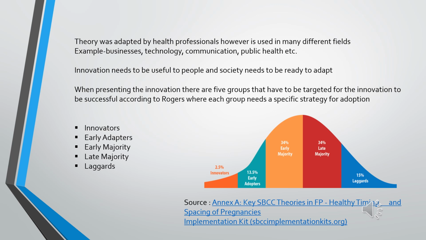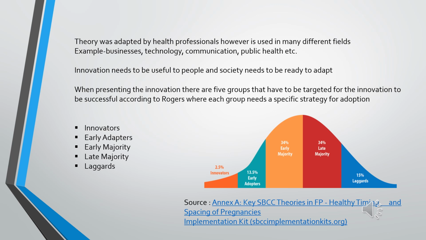The theory was adapted by health professionals, however, it is used in many different fields, for example, business, technology, communication, and public health. The innovation needs to be useful to people, and society needs to be ready to adapt to the new innovation. When presenting the innovation, there are 5 groups that need to be targeted for the innovation to be successful, according to Rogers, and each group needs a specific strategy.